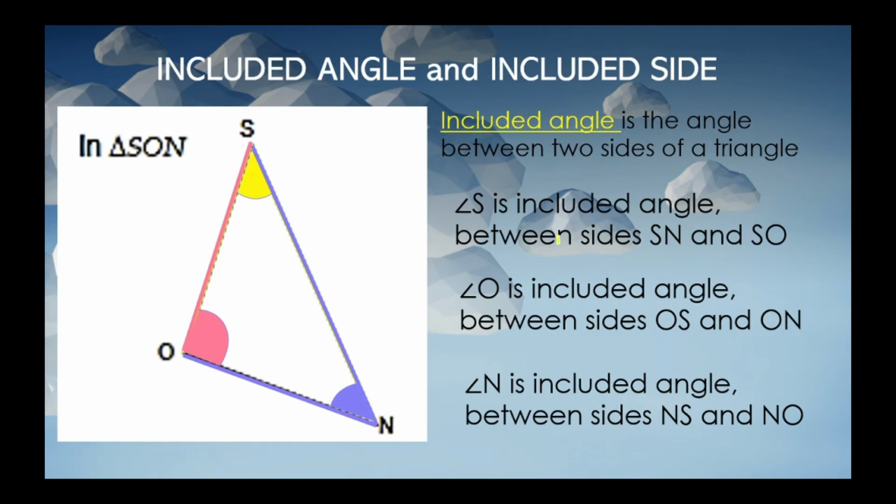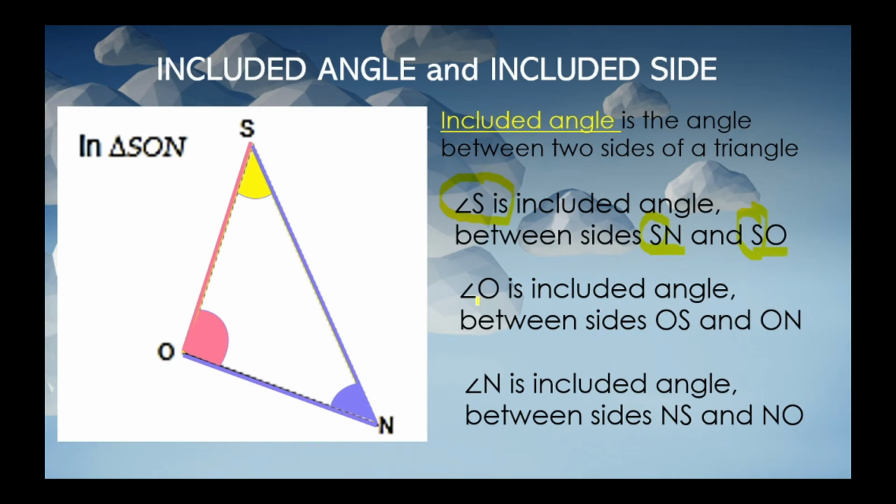So take a look at this one. Angle S is included between side SN tsaka SO. So anong napansin nyo dun sa dalawang side? Ano yung common na letter? Very good, letter S. Ibig sabihin, since common ang letter S, yung letter S ang nasa gitna ng dalawang side na yan. That's why ang included angle natin is angle S.